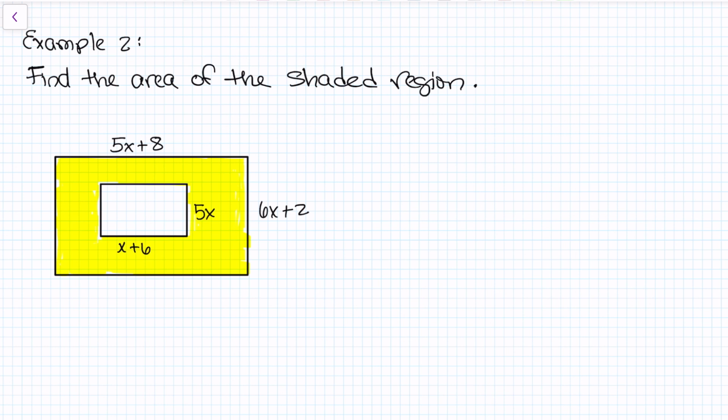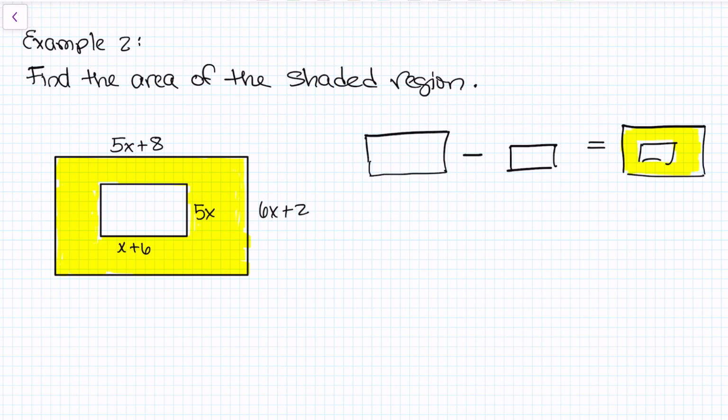Okay, here's another one. This is a little bit easier and more common, so you definitely need to know how to do this one. So example 2, find the area of the shaded region, the yellow shaded region. So it's kind of like finding the area of a donut. We'll get to those at some point too. Anyway, the area of the big rectangle is length times width. So 5x plus 8 times 6x plus 2.